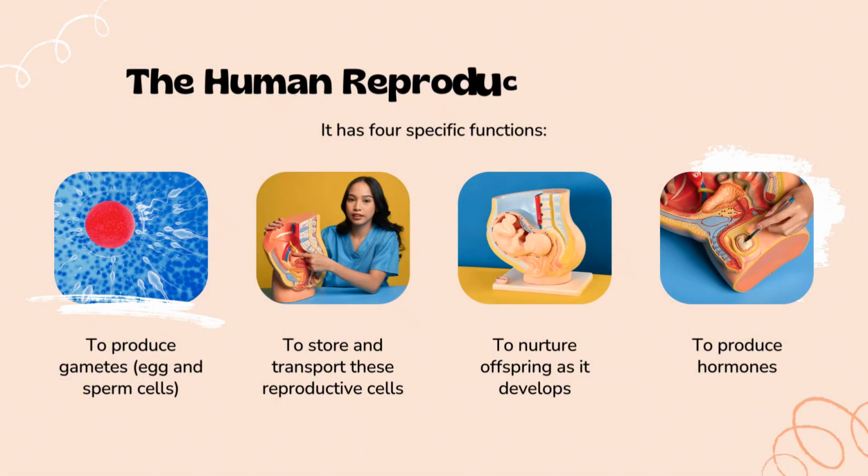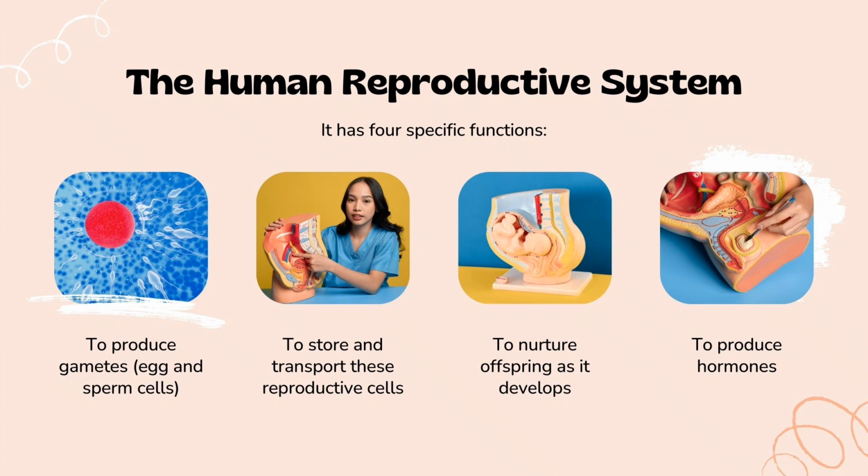So the human reproductive system has four specific functions. First, to produce gametes, which is the egg cells and the sperm cells. Next, to store and transport these reproductive cells. To nurture offspring as it develops. And lastly, to produce hormones.